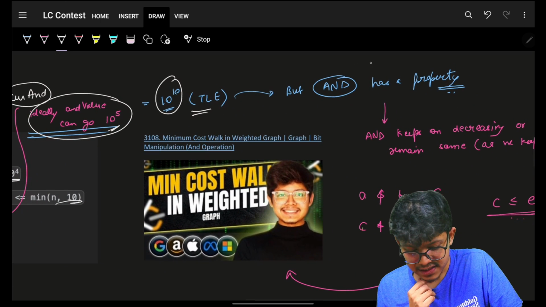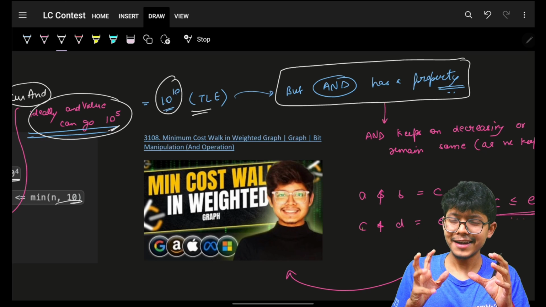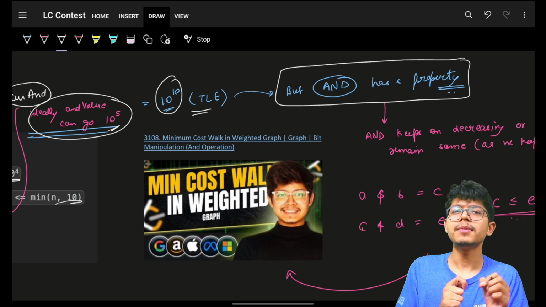But there is something which has the AND property. Like, there's a special thing. Everything is based on AND. Can we use some AND property?